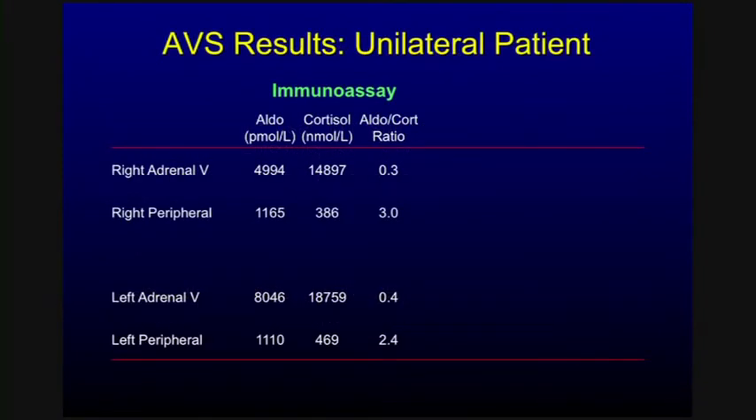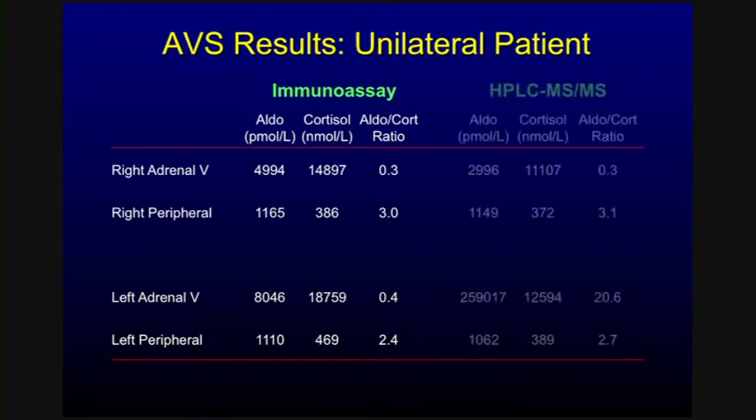So here was this patient. Here's the immunoassay results, aldo, cortisol and the aldo-cortisol ratio. On the right side, we've got good cortisol gradients, so we know we're in on both the right and the left sides. The aldo-cortisol ratio was lower than peripheral on the right, but it was also lower than peripheral on the left, which we found quite confusing until we reran the samples with tandem mass spec.